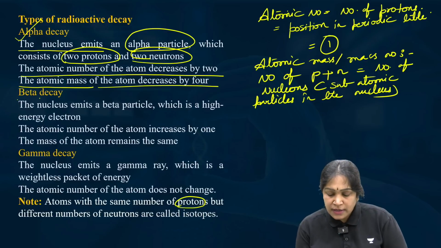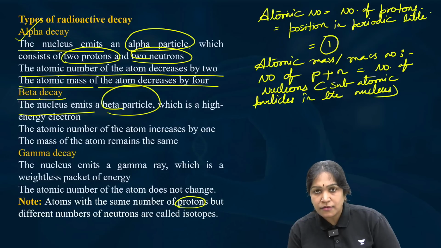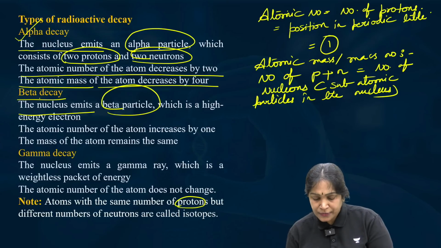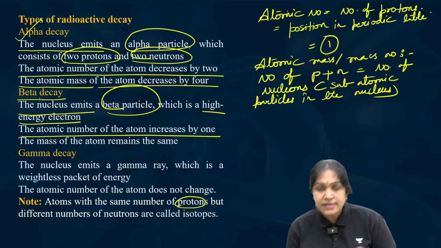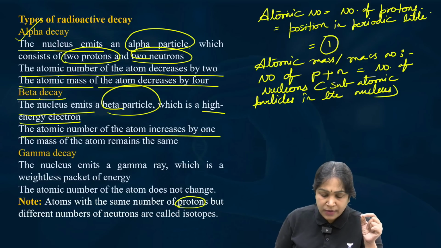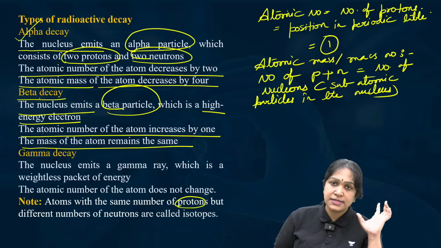The next one is called beta decay. Here the nucleus emits a beta particle. What is a beta particle? Okay, this is a high energy electron. The atomic number of the atom increases by 1. Okay, and the mass number of the atom remains the same.